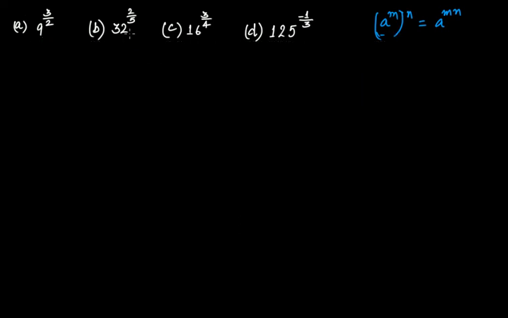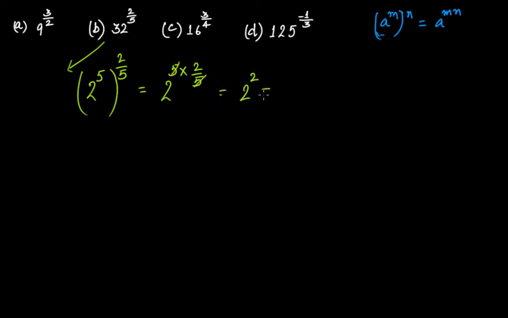Okay, next is 32 raised to the power of 2 by 5. I'm just going to show you one way. If you want to explore different ways, as we have done in the case of 9 raised to the power of 3 by 2, you can do this. So this is 32 raised to the power of 2 by 5. I'll solve it by 32 means what? 2 raised to the power of 5, and this is 2 raised to the power of 5, whole raised to the power of 2 by 5. This is actually what? Again, this formula. So 2 raised to the power of 5 multiplied by 2 by 5. 5 gets cancelled and you get 2 raised to the power of 2, that is equal to 4.